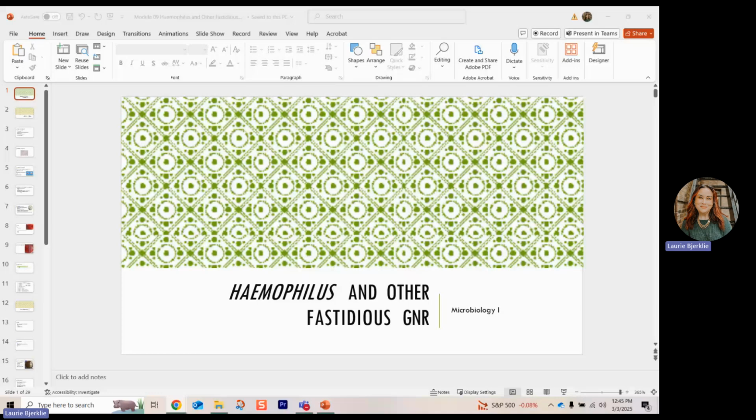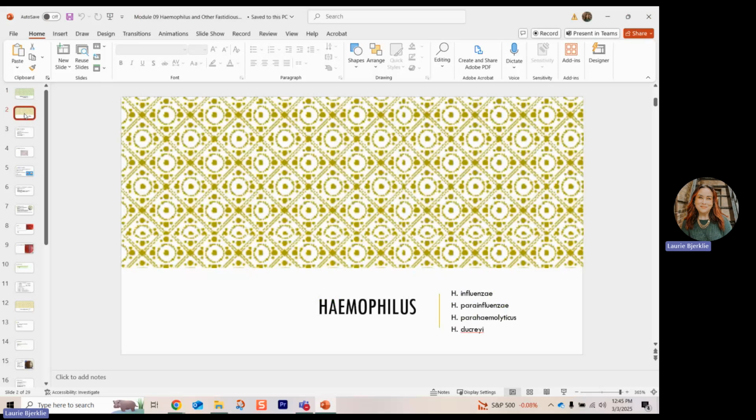Most of the gram-negative rods that we will learn will be in microbiology too, but we'll start with Haemophilus and some fastidious ones here today. So in the Haemophilus group, we're discussing these species over here. Haemophilus influenzae is probably the biggest pathogen out of the bunch, but there's also parainfluenzae, parahemolyticus, and ducreyi that we'll focus on.